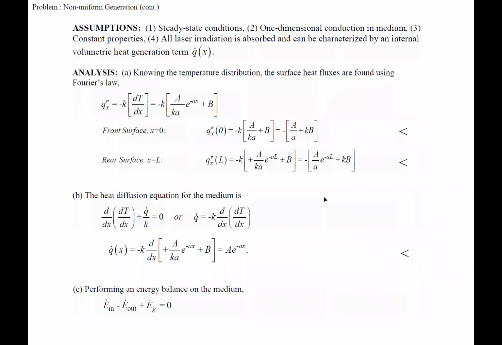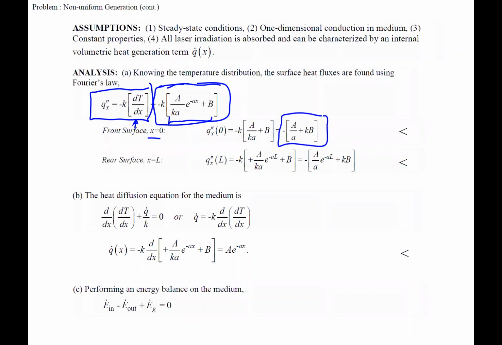All right, so that's what you see being done right here at the top. So we have Fourier's law, right? And if we take the derivative of our temperature distribution, that's what we get right here. If we put this together, we have an equation for the heat flux at any location through that semi-transparent material. At any location, we know the heat flux just by that equation. At x equals 0, we just plug x equals 0 into this equation, and it simplifies to this.